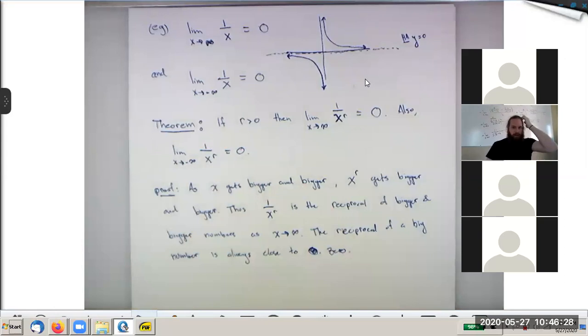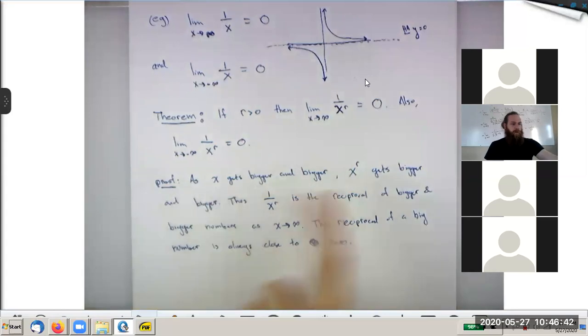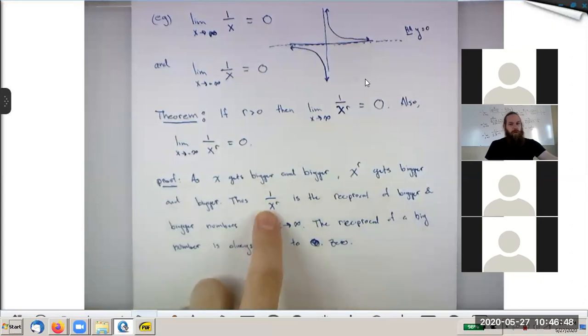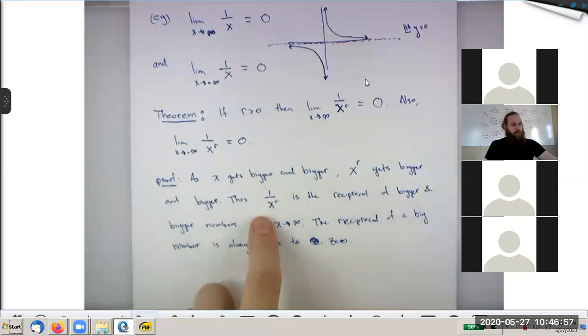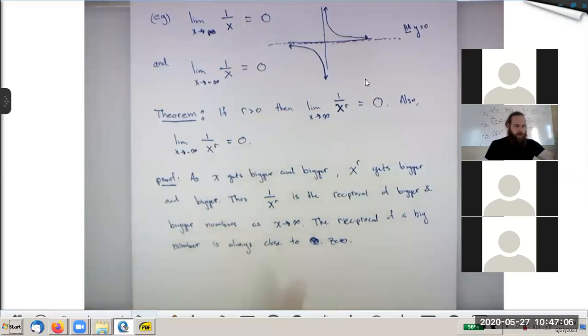All right, this is the basic idea here. So reciprocal of a huge number is a small number, right? Like the reciprocal of a million is 0.000001, very, very close to 0. So as x gets bigger and bigger, any positive power of x will get bigger and bigger, which means that the reciprocal of that thing will get smaller and smaller as x goes to infinity. The reciprocal of a big number, like x to the r, if x is big, is small. And as x gets bigger and bigger, that reciprocal will get closer and closer to 0. So the limit as x goes to plus or minus infinity of 1 over x to the r is 0.